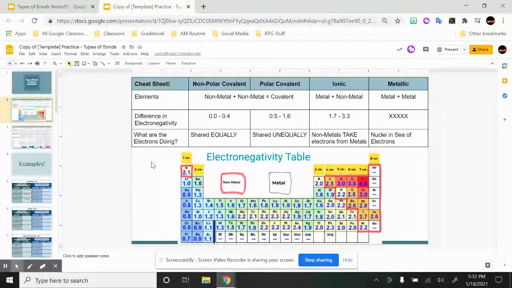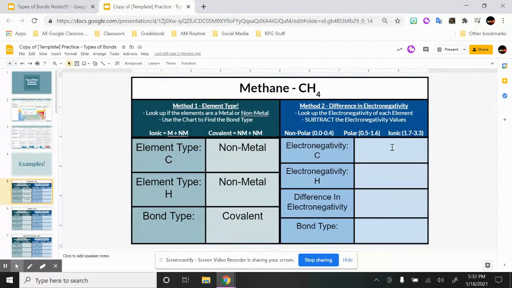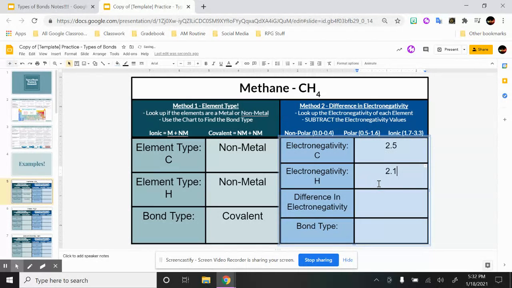So I'm going to look up carbon and hydrogen for my example. So I have carbon is 2.5, hydrogen is 2.1. So I'm going to type that in, 2.5, 2.1, and then I subtract. I'm always going to do the big number minus the small number. You should never get a negative number for this. If you do, just make it positive.